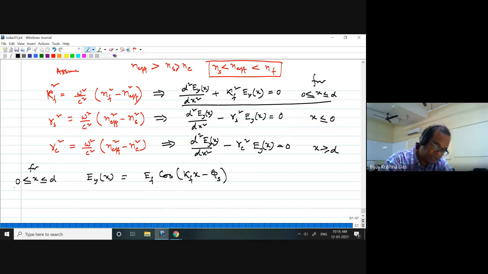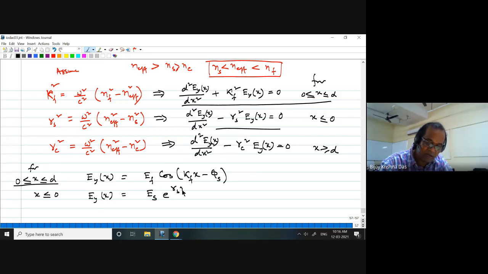But you should keep in mind that this solution is valid only in this region. And if I try to find a solution for x less than or equal to 0, you have to solve this one. How will it look? It will be like Ey(x) equal to Es, that is substrate, e to the power gamma s x. Because x is negative, it will be exponentially decaying. So the solution for this one would be exponential, because it is a minus sign. It's a second order differential equation. If you solve it simply, you get this one. EF, ES, these are constants.